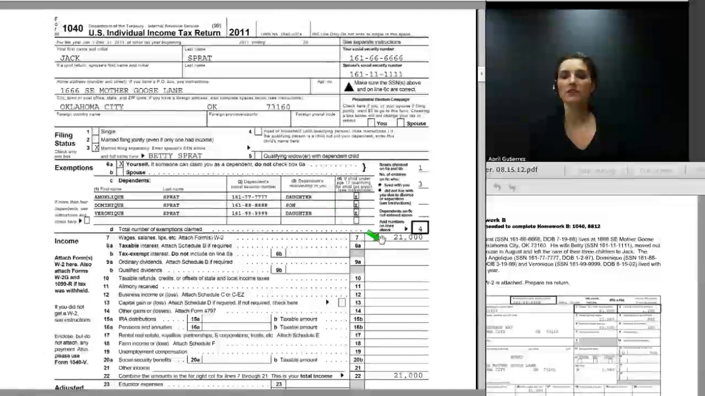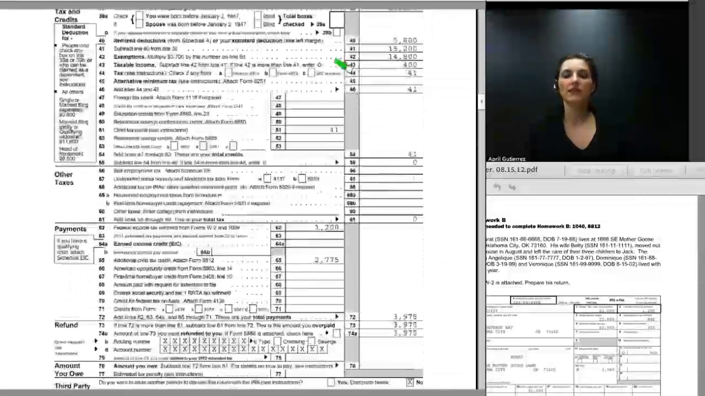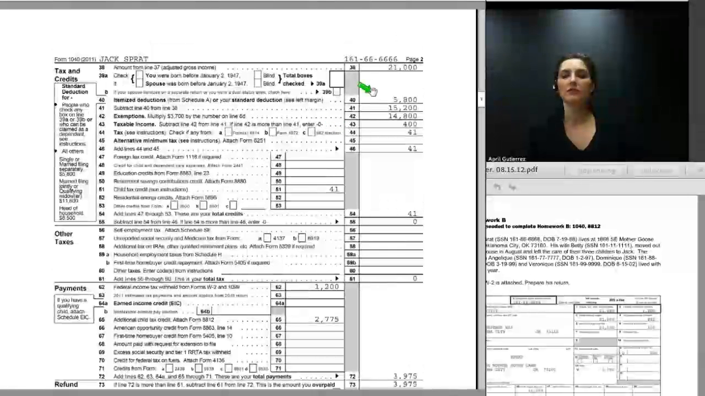He has only one source of income, a W-2 in the amount of $21,000. We carry that income over, and on page 2, we claim a standard deduction for married filing separate of $5,800. We claim exemption deductions of 4 times $3,700, which totals $14,800. It reduces his taxable income down to $400, and his tax, if you look it up in the tax tables for married filing separate, is $41.